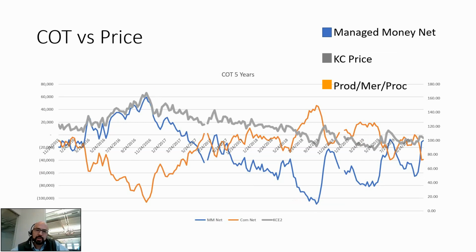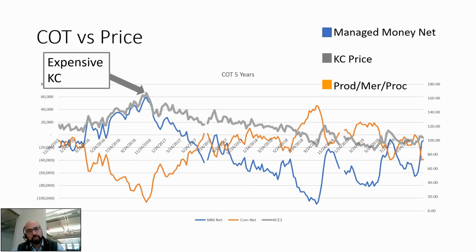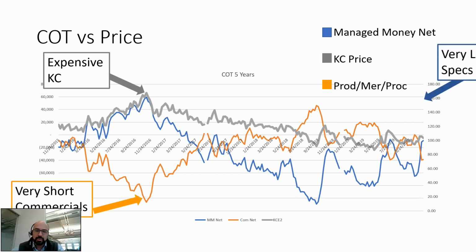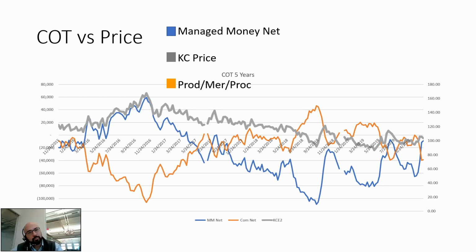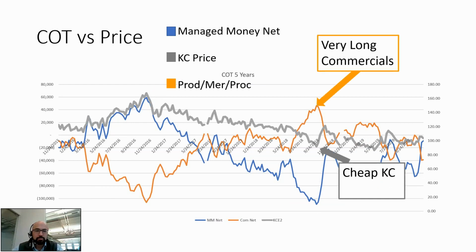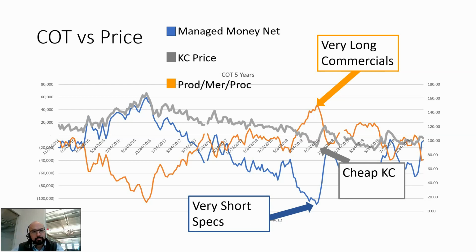So when we look at an expensive market, we would expect the commercial position to be very short and the spec position to be very long. When we see a cheap market, we would expect the opposite, the commercial position to be very long and the spec position to be very short.